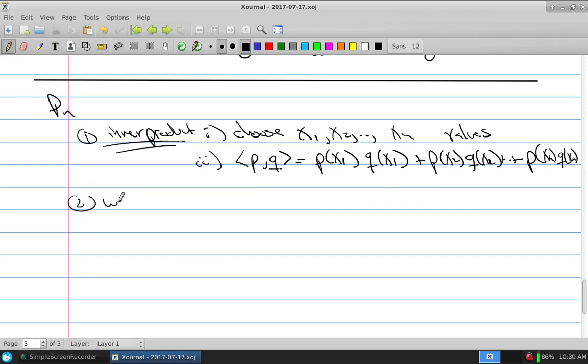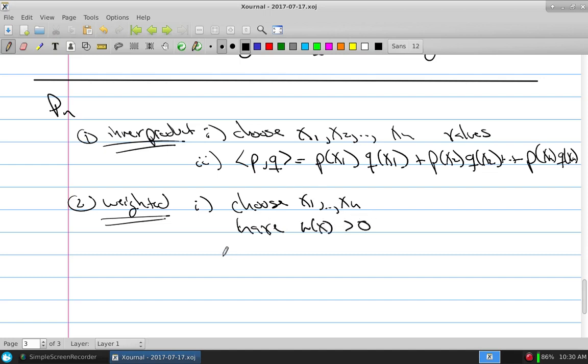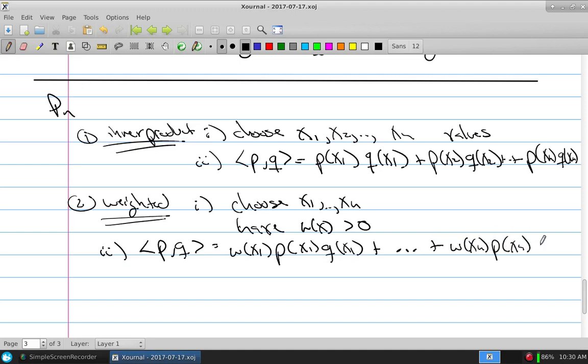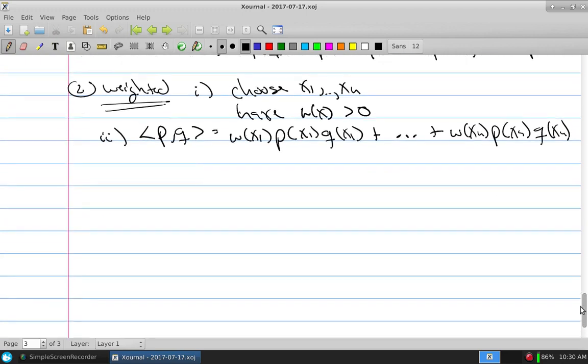And then we do a weighted version, which is not only do we choose x1 to xn, we also have the weights w of x, which is still a positive thing, and then my inner product of p and q is going to be: what is the weight at x1, what's the point p of x1, what's the point q of x1, and we just add them all up until we get the weight at the last sample, p at the last sample, q at the last sample.